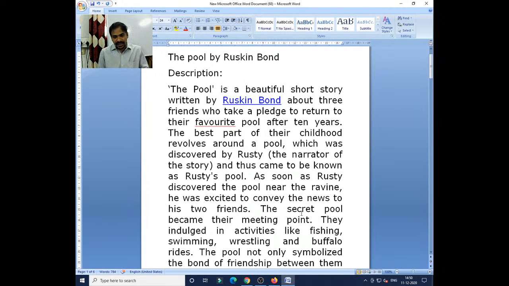Clear? It's a beautiful short story written by Ruskin Bond about three friends who make a promise. They promise to return to their favorite pool after 10 years. It means they are promising to return to the pool which they discovered 10 years before, when they were school friends, all together. But we will come to know the ravages of time. You have to learn about the ravages of time.